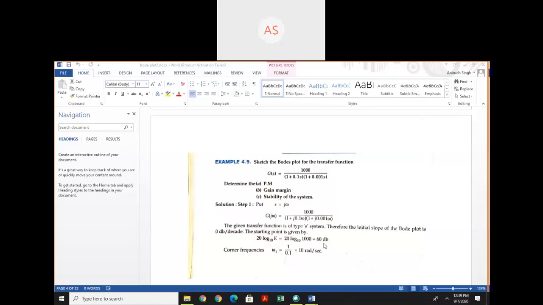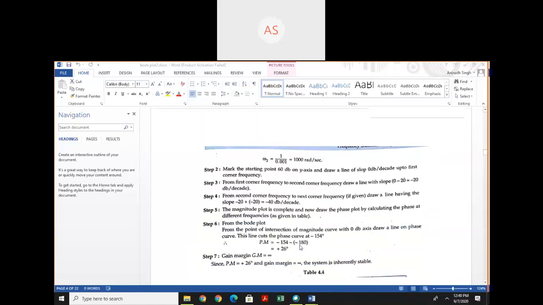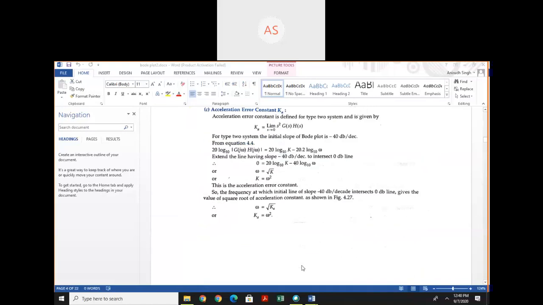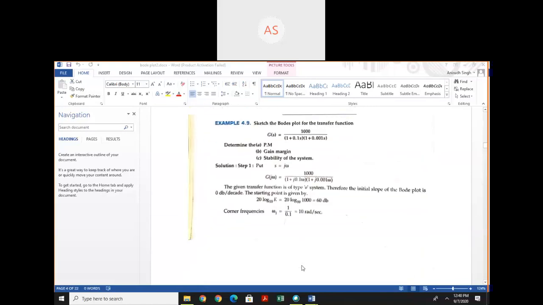Then calculate the corner frequency. First corner frequency is 0.1 s, which means that omega is 10 radians per second. Next is 0.001 s, which means 1000 radians per second. There are two corner frequencies. This is the starting point. First corner frequency is 10 radians per second. Second corner frequency is 1000 radian per second.